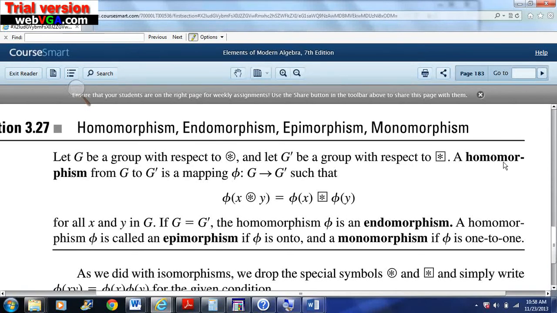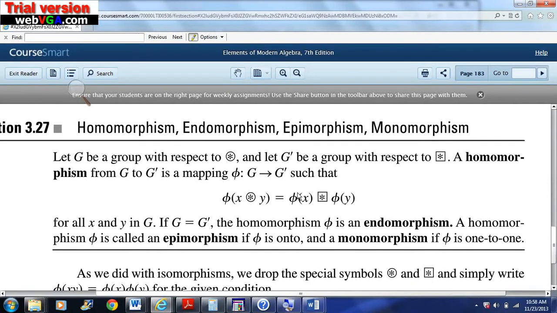A homomorphism from G to G prime is a mapping phi that maps G into G prime, such that phi of the quantity x circle operation y equals phi of x, square operation asterisk phi of y.